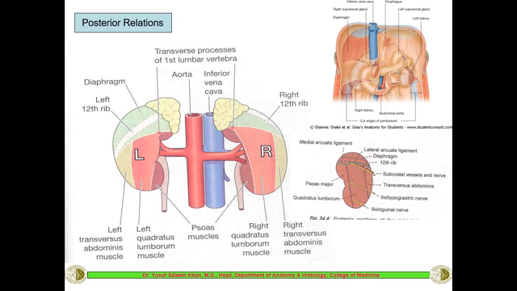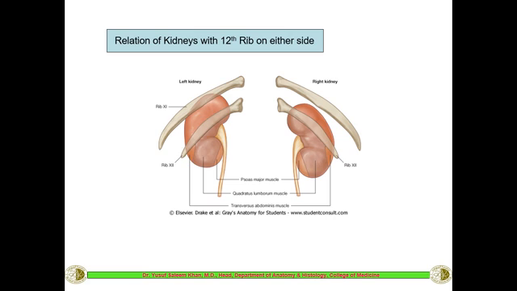The posterior relations are much more similar on the right and left side compared to the anterior surface, where the relations of the right and left are quite different. So these are some of the relations anteriorly as well as posteriorly. One more very important relation of the kidneys is the 12th rib.